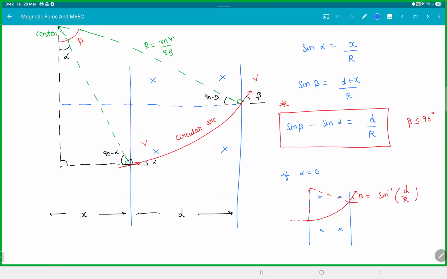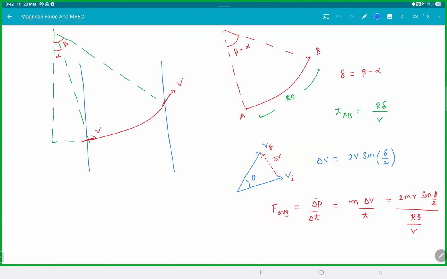We said, since B is constant, it will go in an arc and the center will be outside. We did a little geometry and proved this standard result when B is constant: sine beta minus sine alpha is d by r. Beta is the final angle, alpha is the initial angle, d is the thickness of the region, and r is the radius, which is mv by qB. This is the formula for one region, and the average force can be found from here.